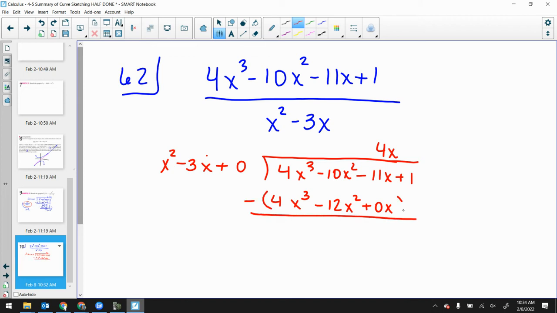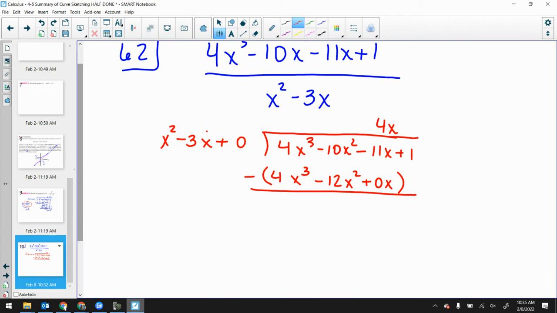We subtract. I always like to remind myself to subtract by using parentheses like that. That's just a visual reminder that you do have to distribute that negative. Okay, bring it down. That cancels successfully. That's what we wanted to happen. Negative 10x squared minus a negative 12x squared, so negative 10 plus 12 is a positive 2x squared. Negative 11x minus nothing is negative 11x. Carry down.